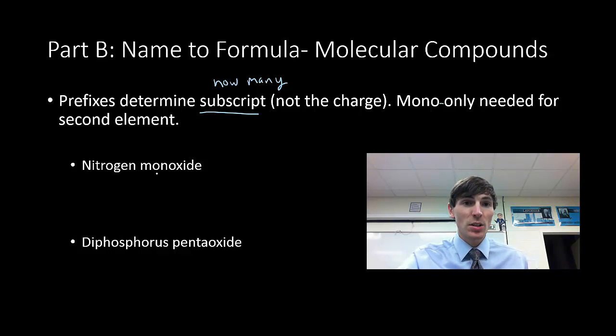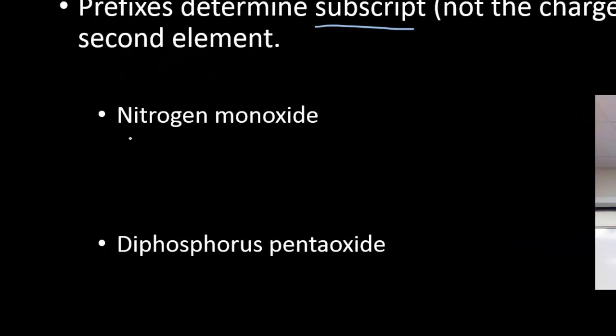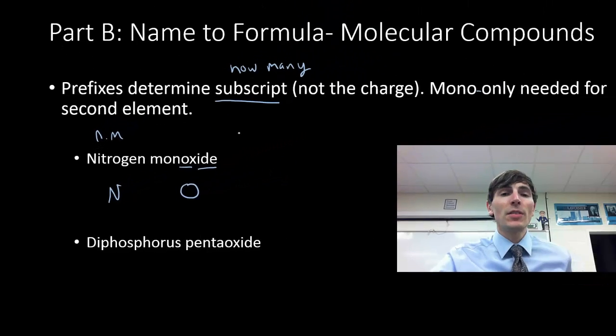So let's take a look at nitrogen monoxide. I look at nitrogen. I see that nitrogen is a nonmetal. Oxide, I see that it ends with ide. Remember, if we see that ide ending, we're just talking about some nonmetal, most likely. So the nonmetal that starts with ox is oxygen. So we're talking about nitrogen and oxygen. Okay, so we have N and we have O.